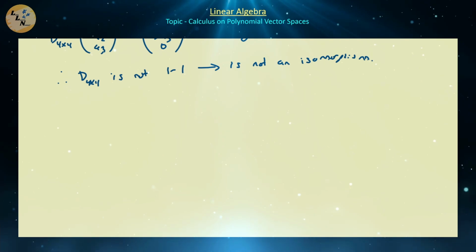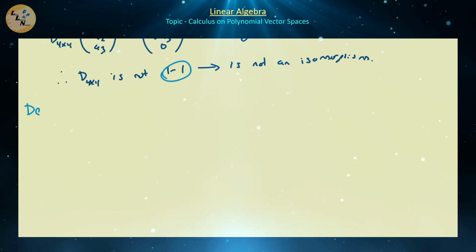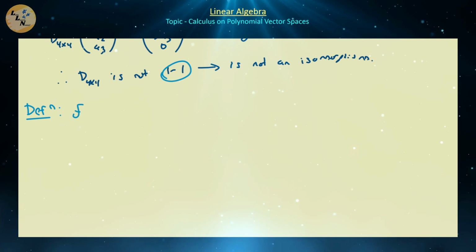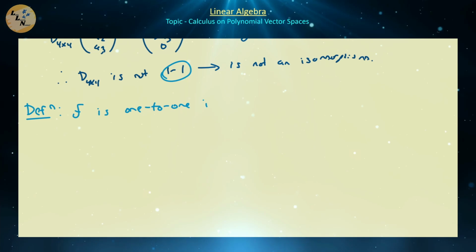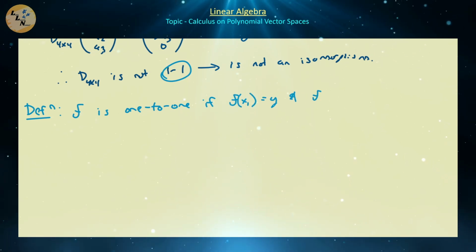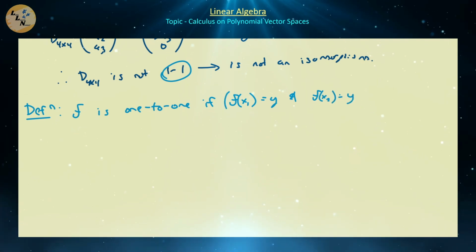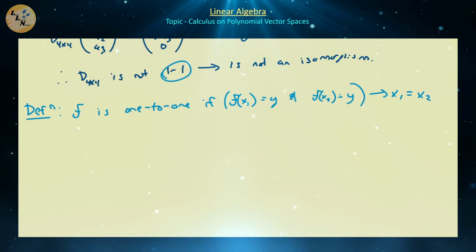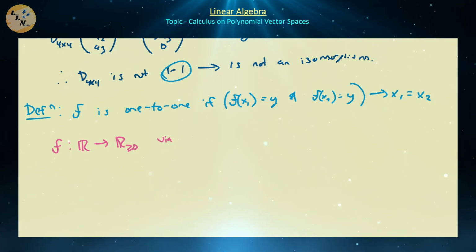So in case you don't already know what the definition of one-to-one is, I'll just mention this here in case you're curious. A function f is 1-to-1 if f(x1) equals y and f(x2) equals y implies that x1 is equal to x2. For example, we can consider the function f, which maps R to R greater than or equal to 0 via f(x) equals x squared.